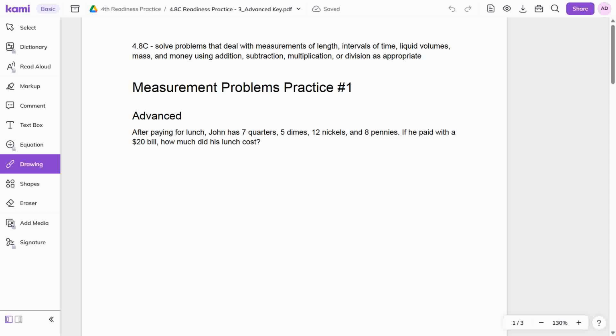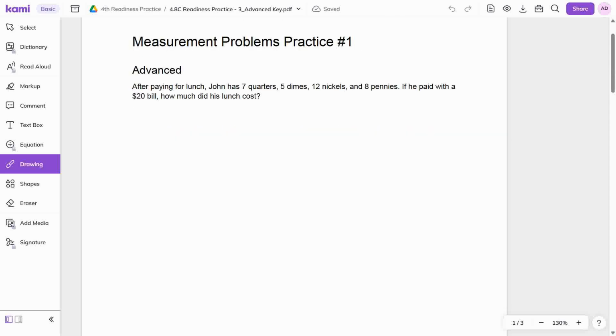So for our first problem, we've got a little bit of money that has been exchanged here. We paid for lunch with a $20 bill. We have all of these coins left, and we're trying to figure out how much lunch actually cost. So let's visualize this first with this strip diagram.